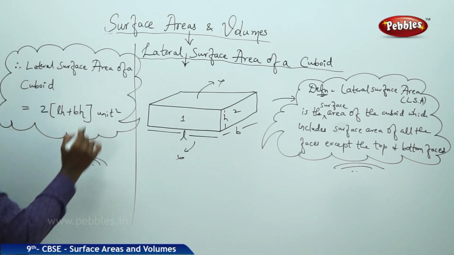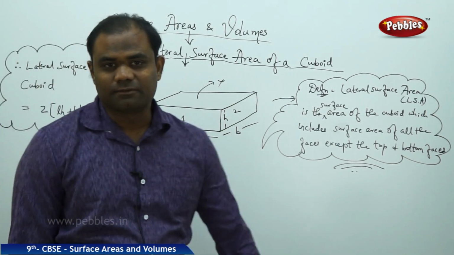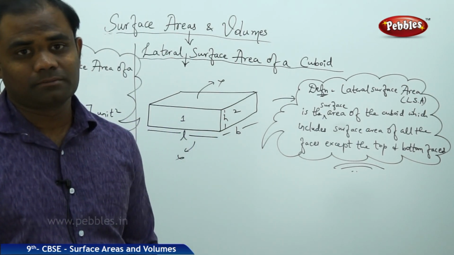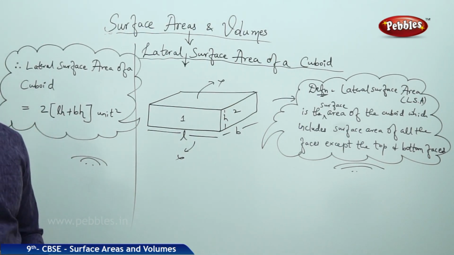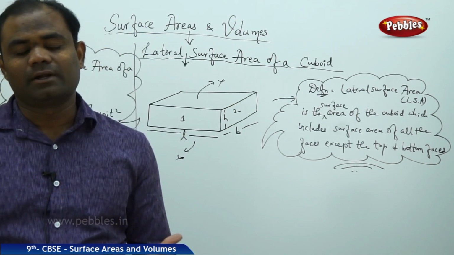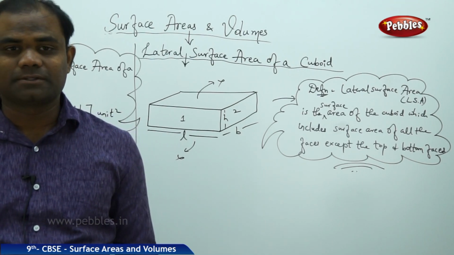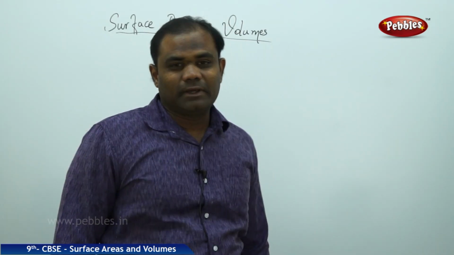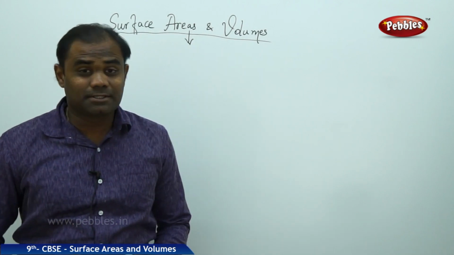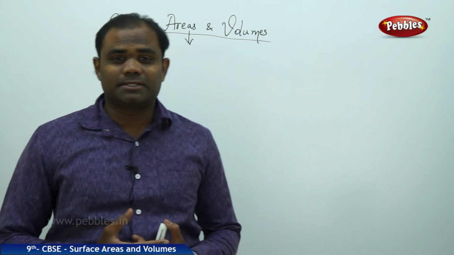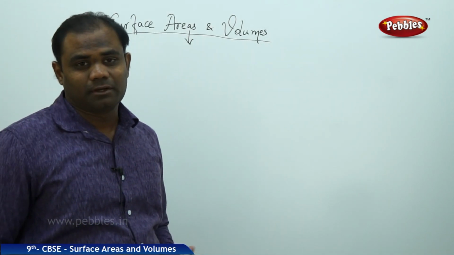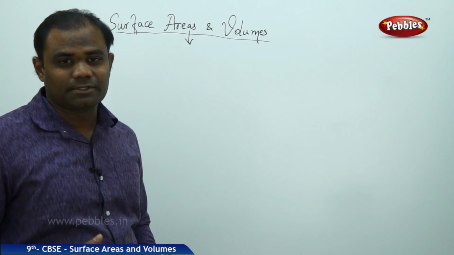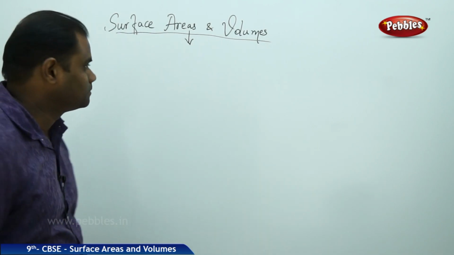This is how we understand the lateral surface area of a cuboid: 2 times (LH plus BH). The top and the bottom faces are exempted in lateral surface area. Now that we have discussed the lateral surface area of a cuboid, let's apply it in a problem. So let's see the applications of lateral surface area, how to find the lateral surface area of a given cuboid.